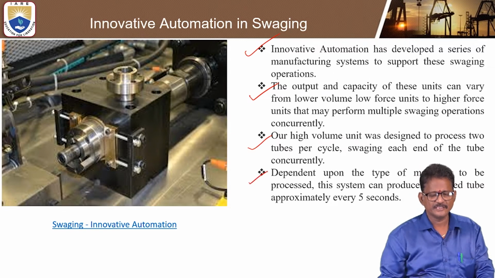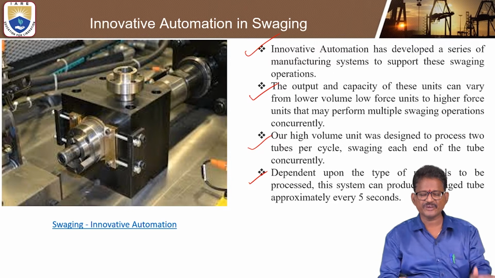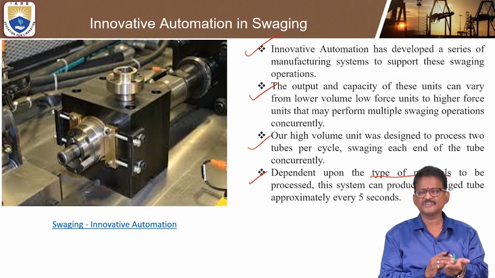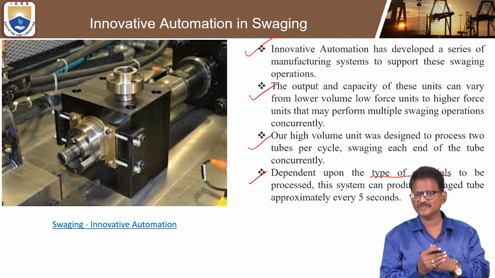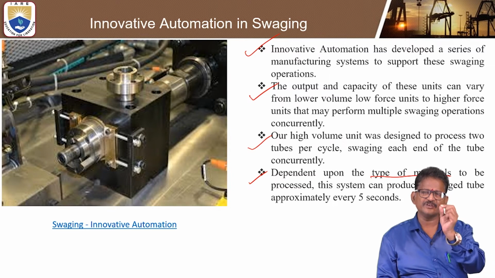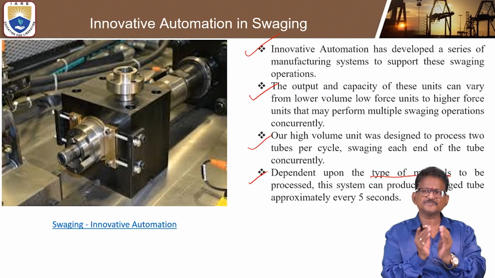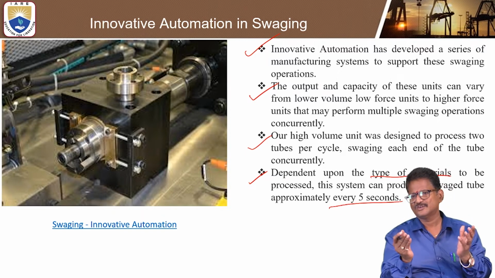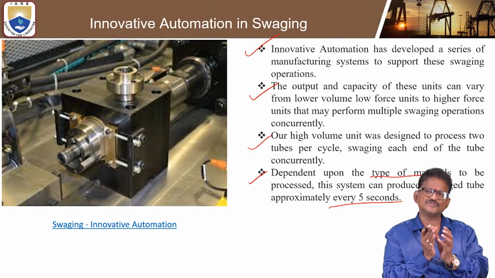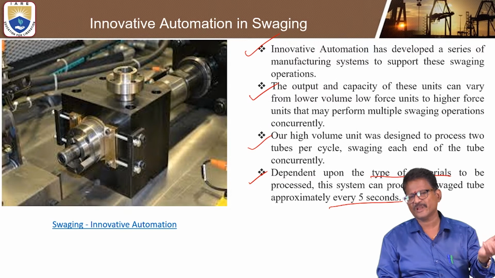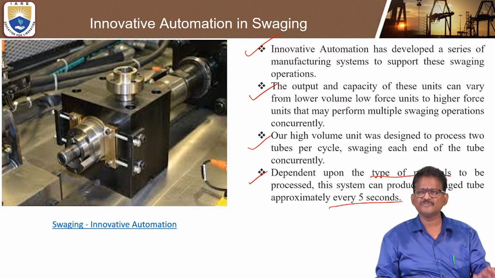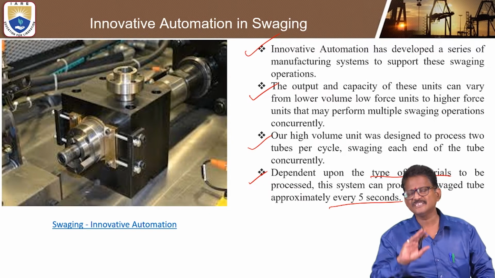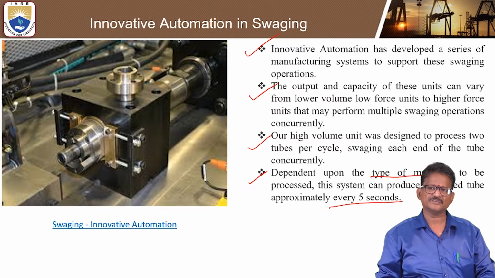And finally, depending upon the type of material, which is very important, whether it is ferrous material, non-ferrous material, ceramic material or even plastic material, the system can produce a swaged tube approximately every 5 seconds. If it is a ferrous metal, it will take a lot of time. If it is a flexible material like plastics or some ceramics, it can perform this swaging operation in even less than 5 seconds, changing the shape and size of the workpiece concurrently.